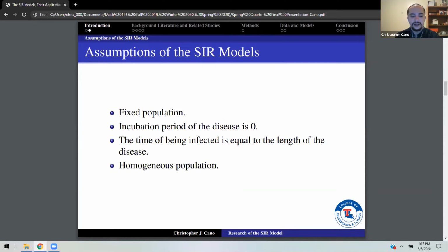That's just saying that if you have the disease, then you are indeed in the infected category. And the last one is an assumption of a homogeneous population. And that's just when everyone's assumed to be the same age, same health, and same social status.